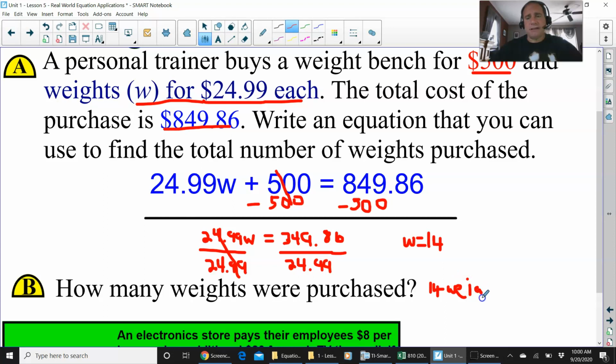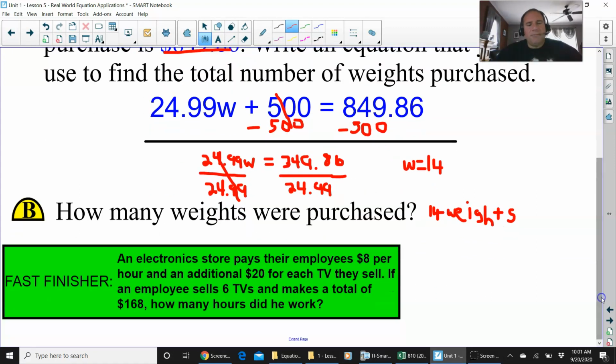So I didn't want you to get confused. Part A was not asking you to solve. A was just asking you to write an equation, and writing the equation is in blue. And then B is asking you, all right, how many weights were purchased? Well, you have to figure out how to solve the equation. You have to actually solve the equation to figure out how many weights were purchased.